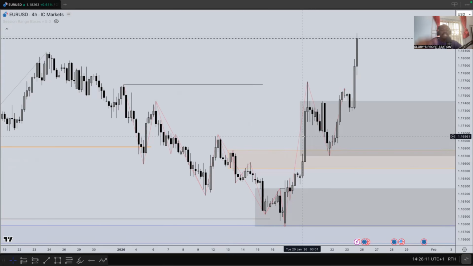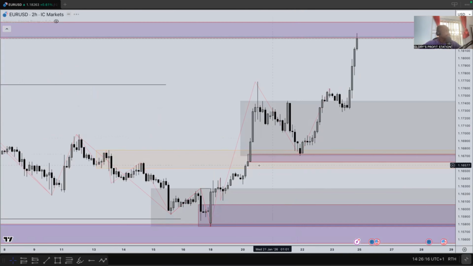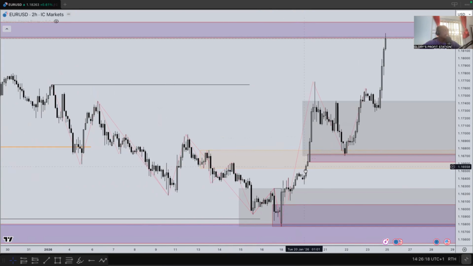And how do I do that? I start dropping from higher time frame to lower time frame. So firstly, I'm going to go to the 2-hour time frame. On the 2-hour time frame, we still have an imbalance there. We can see this massive bullish candle to the upside. It is still an imbalance.